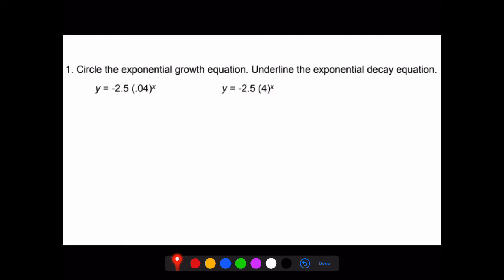So if we recall, these are all written in the form y is equal to a times b raised to the power of x, where a is our initial value, b is our growth or decay factor, depending on whether it's bigger than 1 or less than 1, and x is our input value. It's our variable that we plug numbers into. So, for growth, we know that we have growth in an equation if our b value is bigger than 1. That means that we have growth, if b is bigger than 1. If our b value is less than 1, then it's decay.